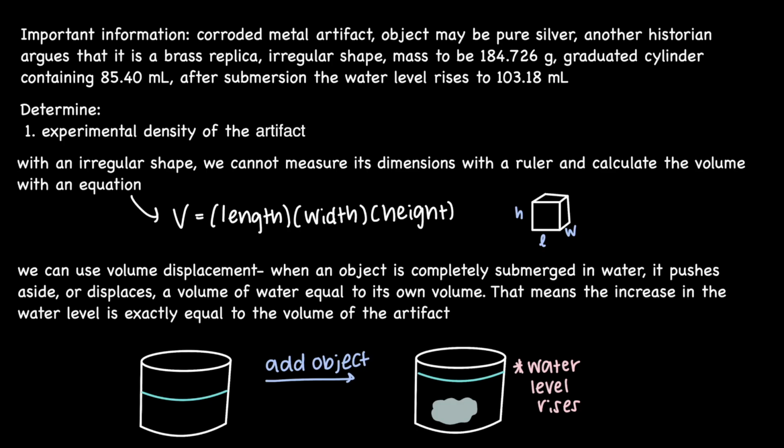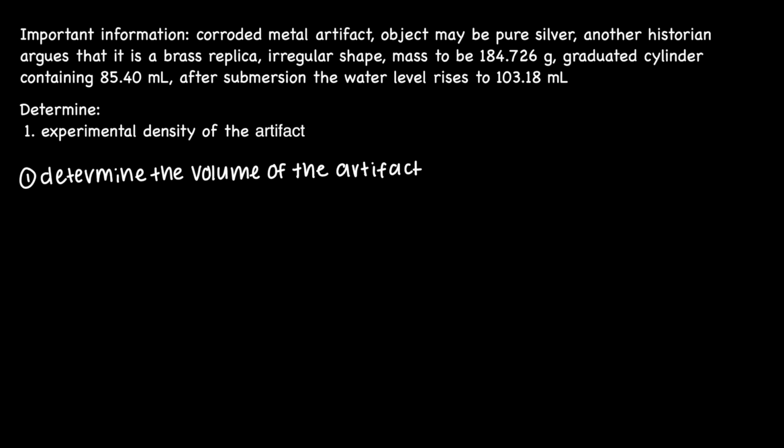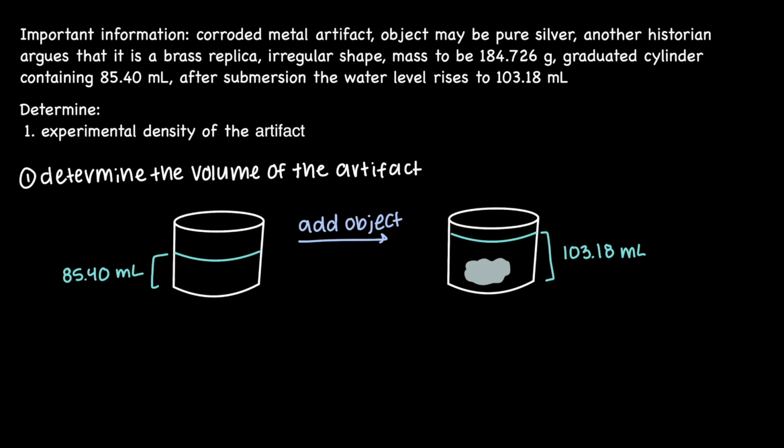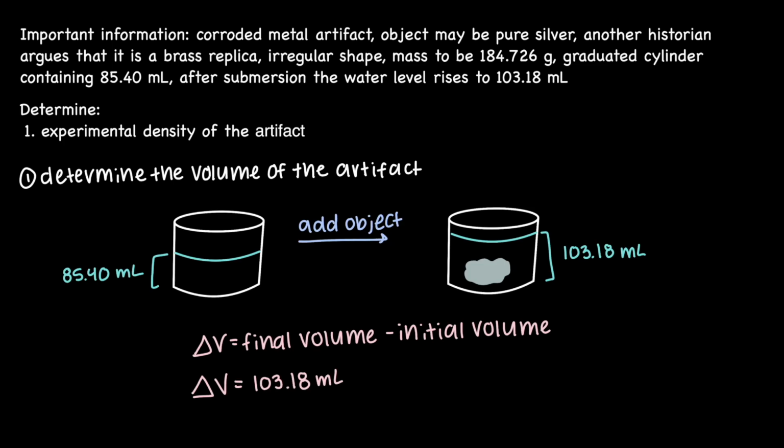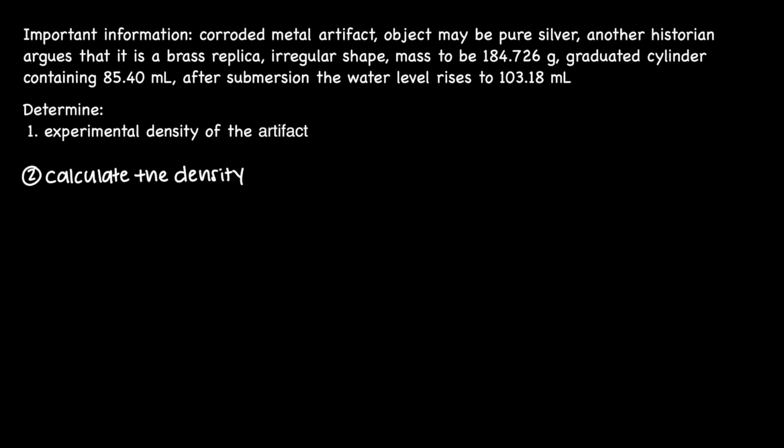Before we can calculate density, we first need to determine the volume of the artifact. The initial water level is 85.40 milliliters, and the final water level is 103.18 milliliters. To determine the volume of the artifact, subtract the initial water level from the final water level. 103.18 milliliters minus 85.40 milliliters equals 17.78 milliliters. Now that we know the volume, we have everything we need to calculate the density.